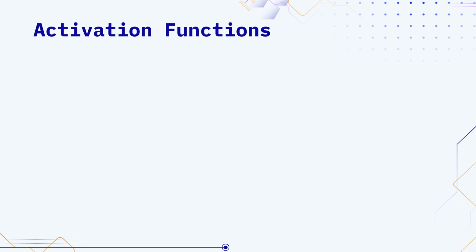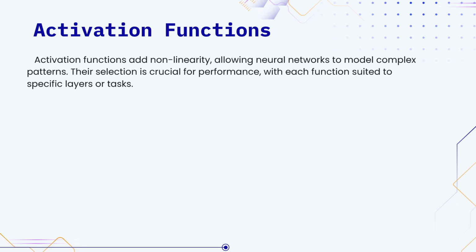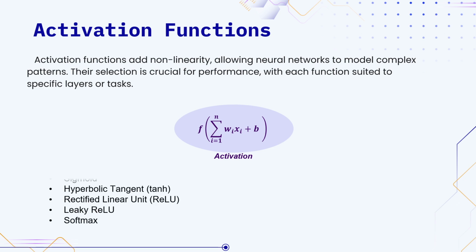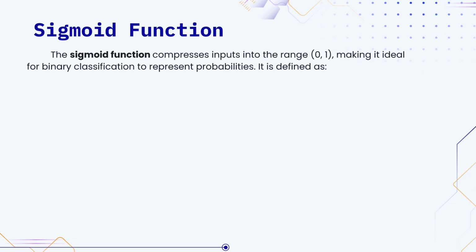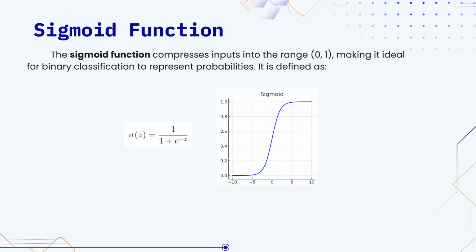Now, as we've mentioned before, activation functions introduce nonlinearity, enabling neural networks to model complex patterns. Their selection is crucial for performance, as each function is suited to specific layers or tasks. Let's start with the first one, which is the sigmoid function. The sigmoid function compresses inputs into the range 0 to 1, making it ideal for binary classification to represent probabilities. It is defined as shown, and it maps large negative inputs to values near 0 and large positive inputs to values near 1, which leads to its drawback.